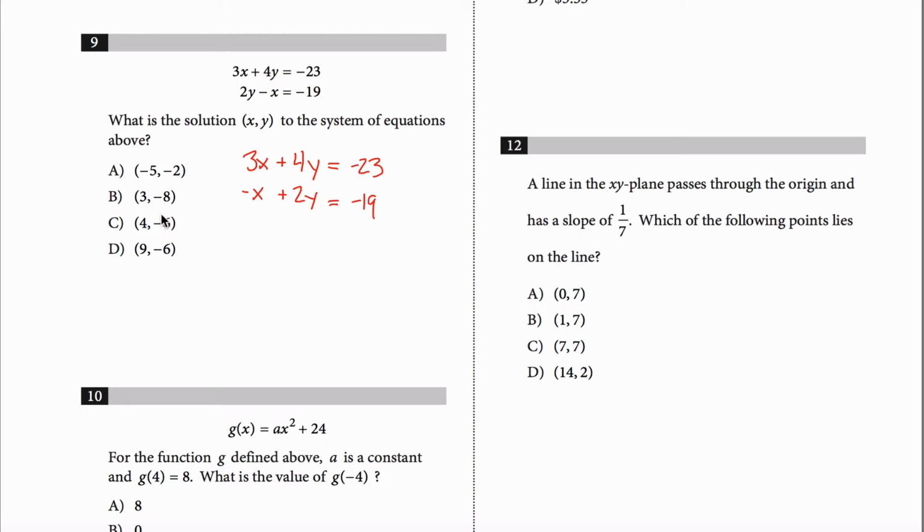So what you're probably tempted to do is take this negative 5 and plug it in for x, and take this negative 2 and plug it in for y. That gives me negative 15 here and negative 8 here. When I add those, yeah, I do get negative 23. What about down here? Negative negative 5 is positive 5 plus 2 times negative 2, which is negative 4. Positive 5 plus negative 4. I don't think that's negative 19. I don't think this is a solution.